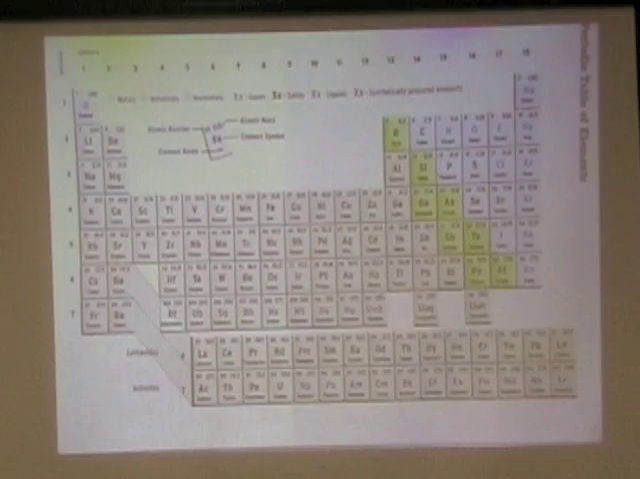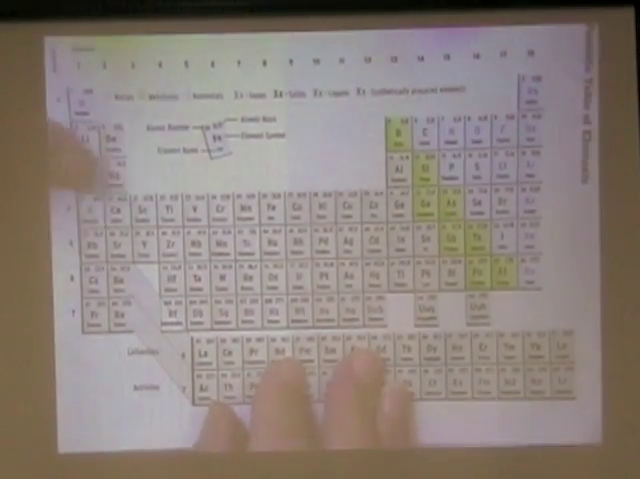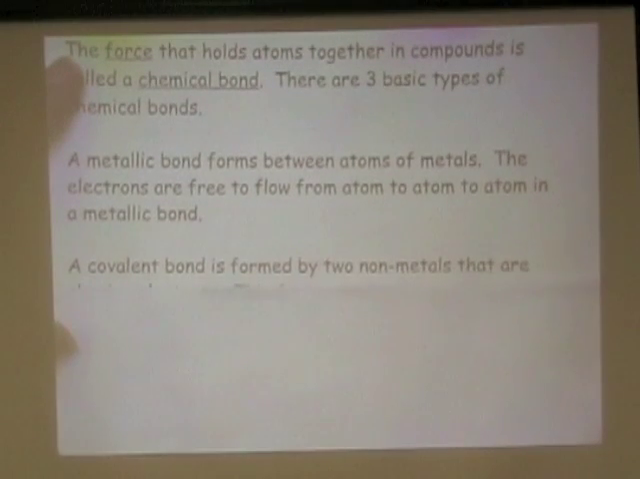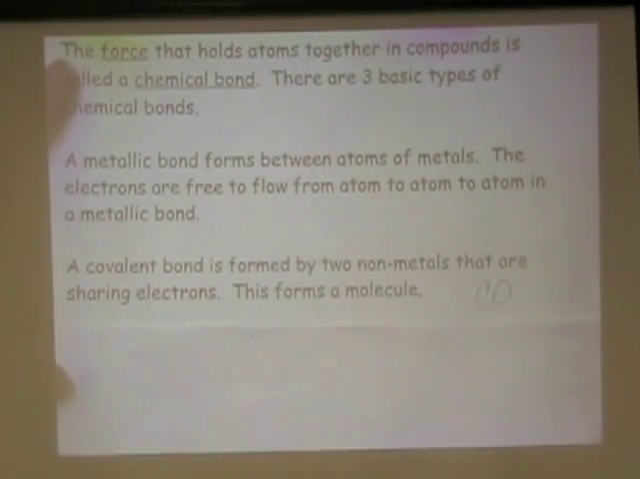If we've got one metal bonded to another metal, we say that the type of bond that's holding that together is a metallic bond. And in a metallic bond, valence electrons are free to flow from atom to atom to atom. Okay. A covalent bond.